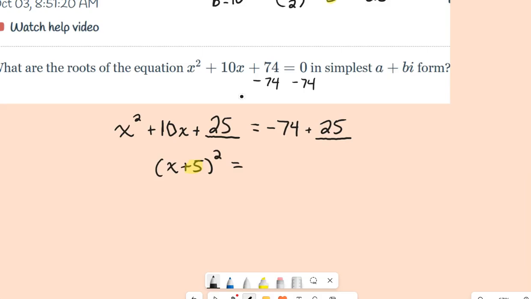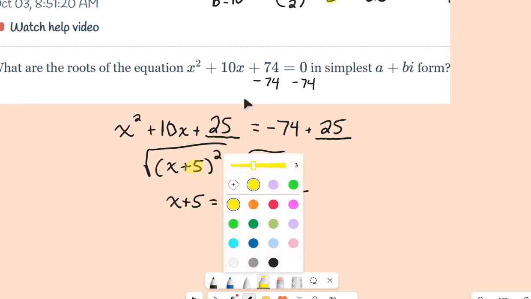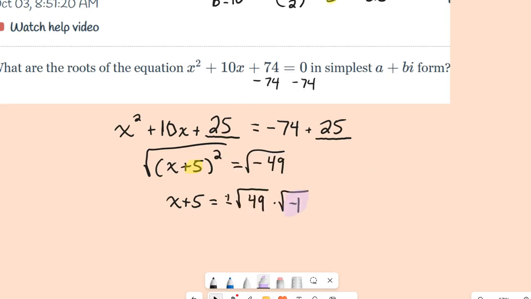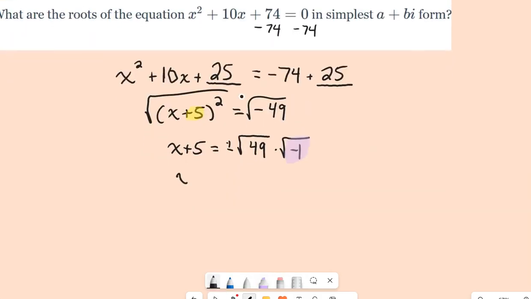-74 plus 25 is going to be -49. Take the square root of both sides, and on this side we're going to have x plus 5, and on this side we're going to have plus or minus the square root of 49 times the square root of negative 1. There's our buddy again. We know what to do with him every time. So now that's going to be x plus 5 equals plus or minus 7, because the square root of 49 is 7, times i.